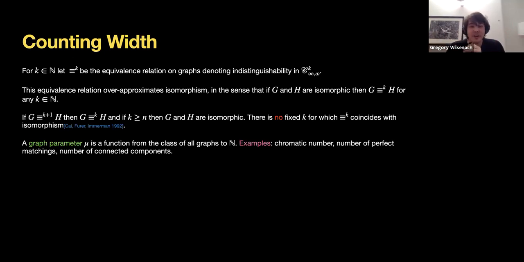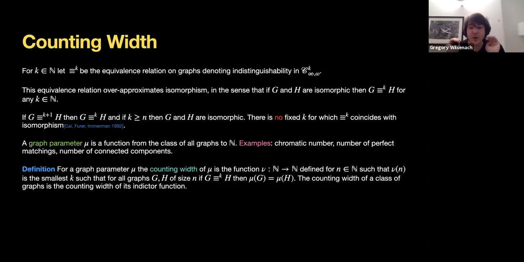So a graph parameter is just an isomorphism closed function from a class of graphs to the natural numbers. There are obvious natural examples of this: the chromatic number, the number of perfect matchings, the number of connected components. These are all graph parameters we're all very familiar with. And we talk about the counting width of a graph parameter. So suppose we have some graph parameter mu. The counting width is some function nu defined such that nu of n is the smallest k such that if G and H have size n and they're k equivalent, then the graph parameters on G and H are the same.